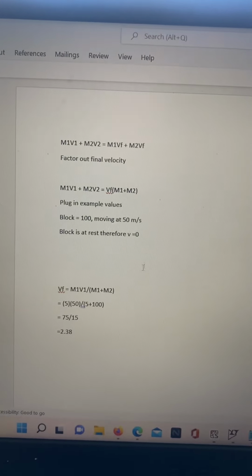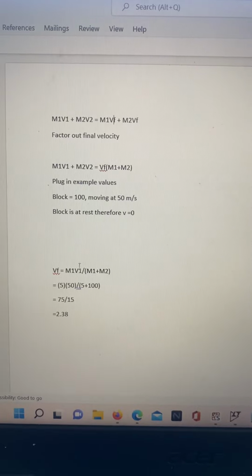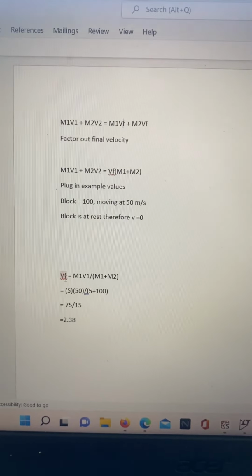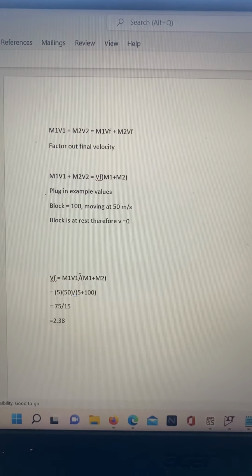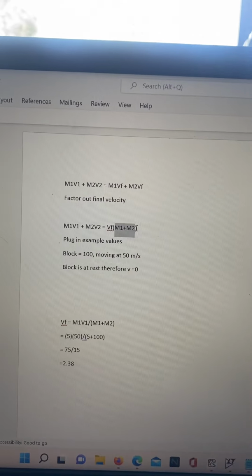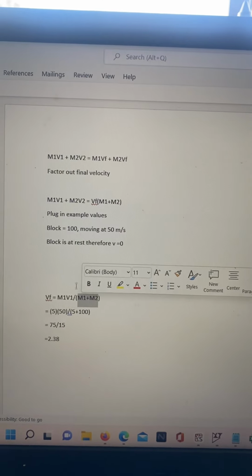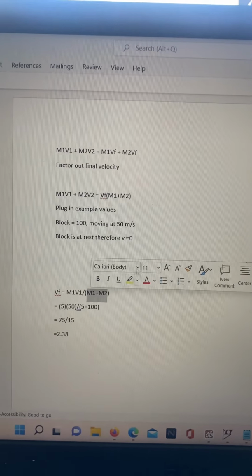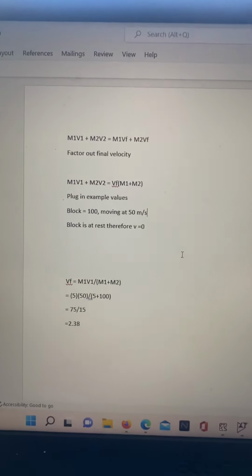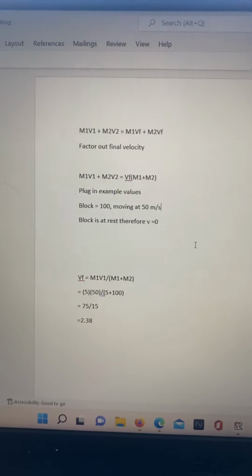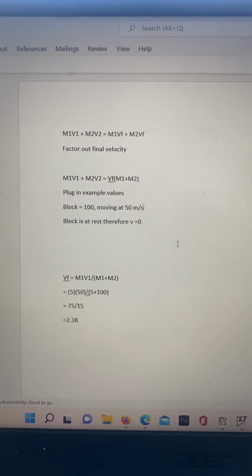Then coming down to here, we can solve this equation for V final, which will give us M1V1, and then we divide right here. This comes down here. M1V1 divided by M1 plus M2. All right, and that should give us the final velocity of the block with the bullet embedded inside of it.